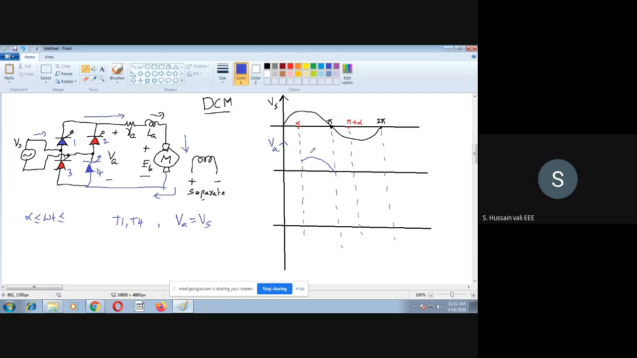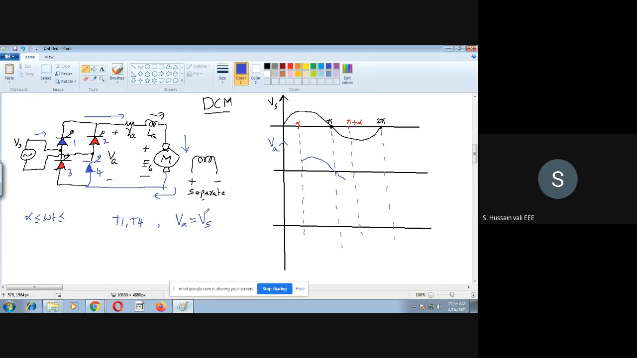After pi, the same situation: there is energy in the inductor, so that energy will have to circulate through a closed path. It forces thyristors 1 and 4 to conduct for some more duration, even though the supply voltage is negative after pi. Always remember, when thyristors 1 and 4 are conducting, or when thyristors 2 and 3 are conducting, the output voltage is same as the supply voltage. So let me extend this blue line for some more duration. It has extended for some more duration now here.